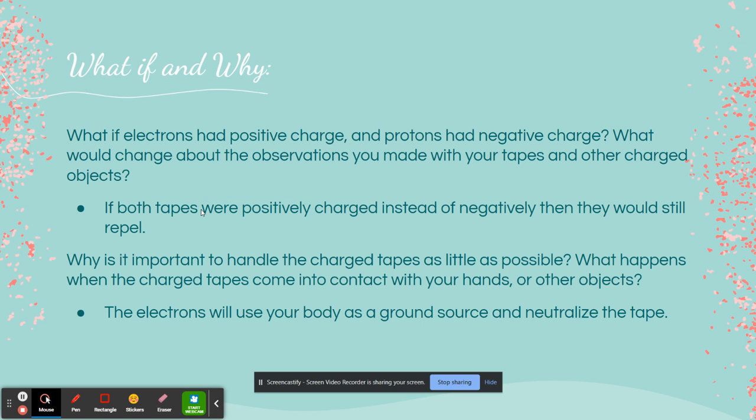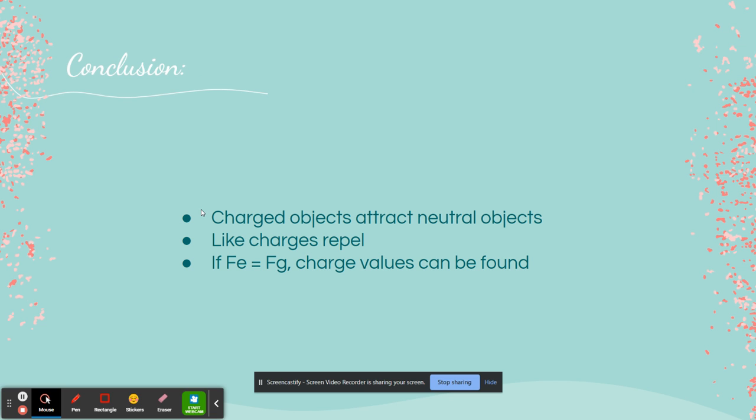Since we assume that both tapes have the same charge, whether positive or negative, they will repel each other. You should not handle the tapes overly because your hand acts as a ground source and neutralizes the tape, no longer making it charged, no longer creating electric field and electric force. Conclusion: charged objects attract neutral objects, as seen with the hand and the tape; like charges repel, as seen with the two tapes; and using Newton's third law, we can find unknown values.